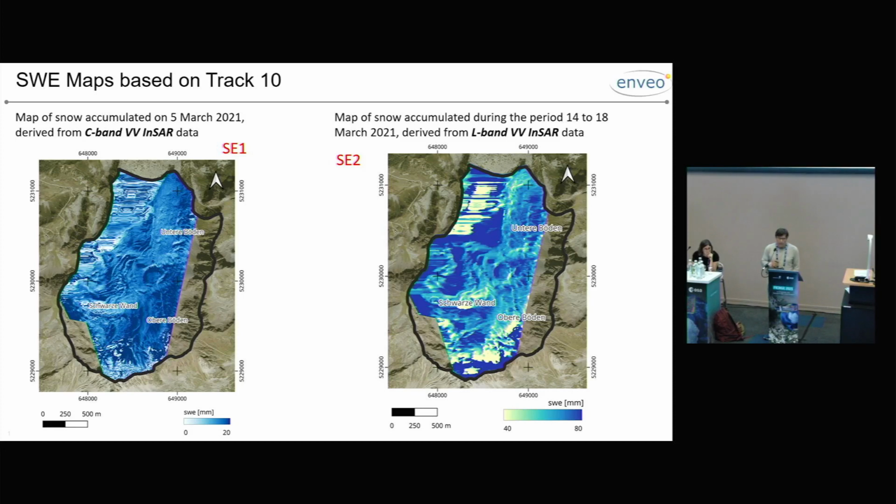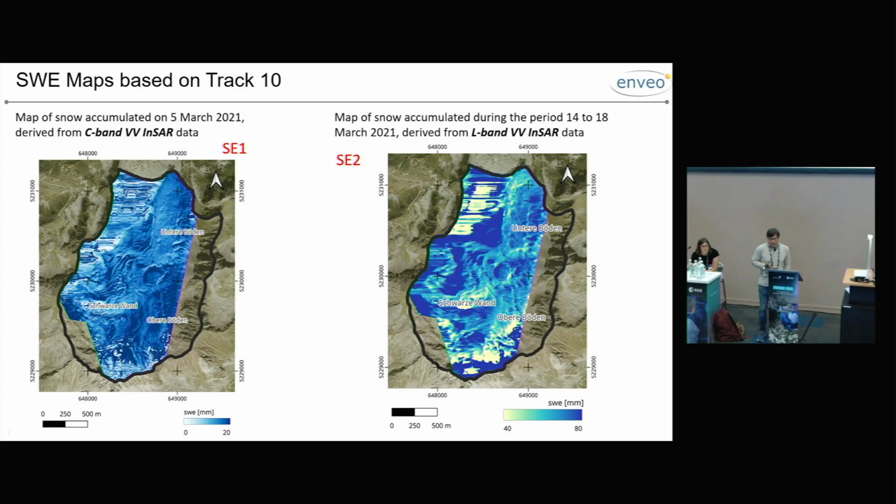Just be careful here, the scaling is between 0 and 20 millimeters on this side. On the other side, we have the L-band VV InSAR data retrieval for snowfall 2, the bigger snowfall, but the scale is slightly different. It's 40 to 80 millimeters. And here we have, of course, some variability. On the steeper slope, the snow was moving down a little bit. So we see some variability in this one, which is also in agreement with the snowpack measurements we did during the observations.